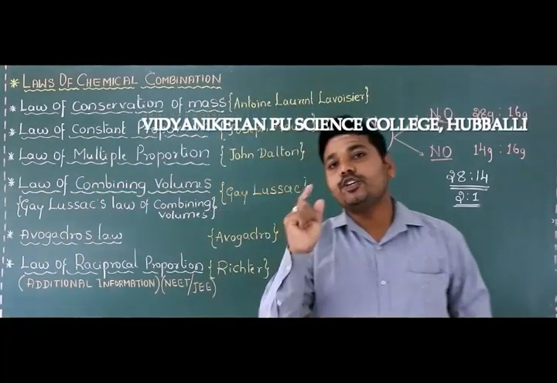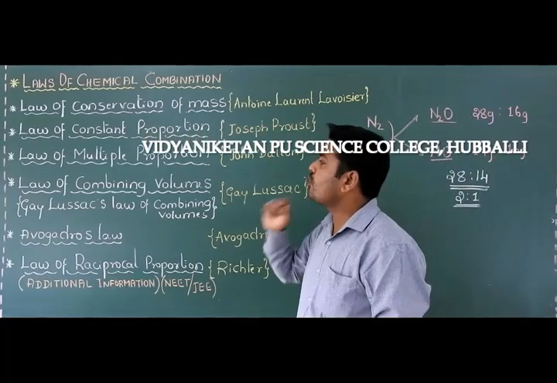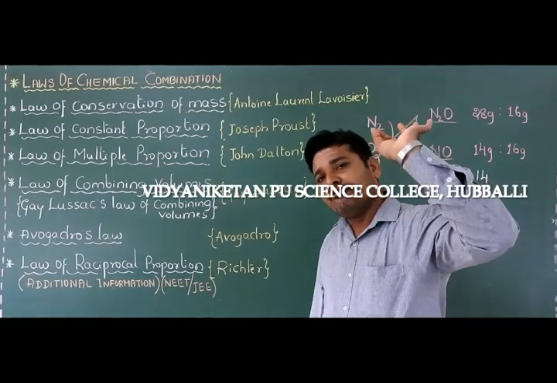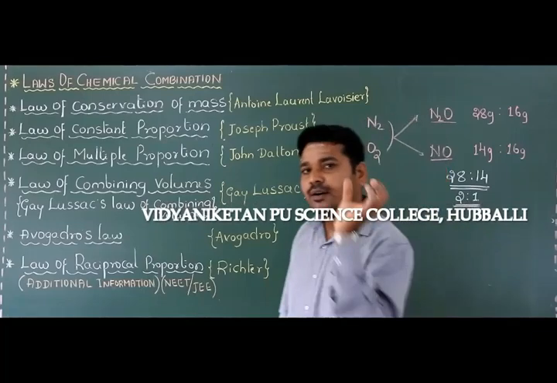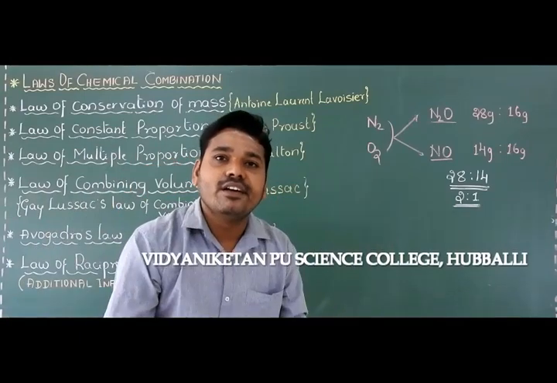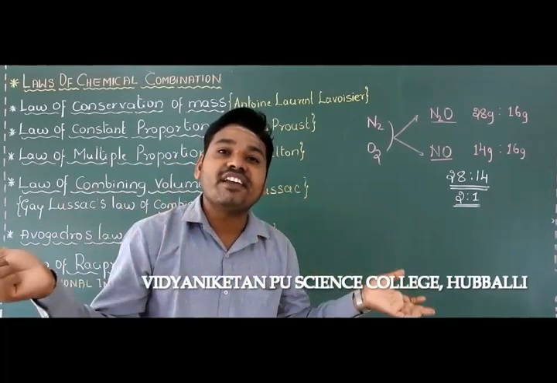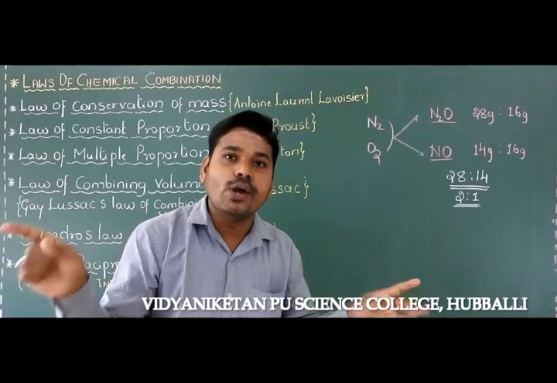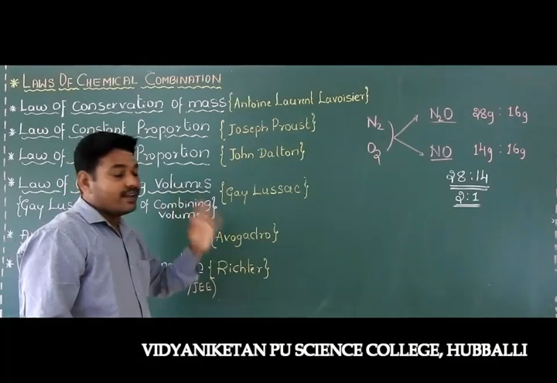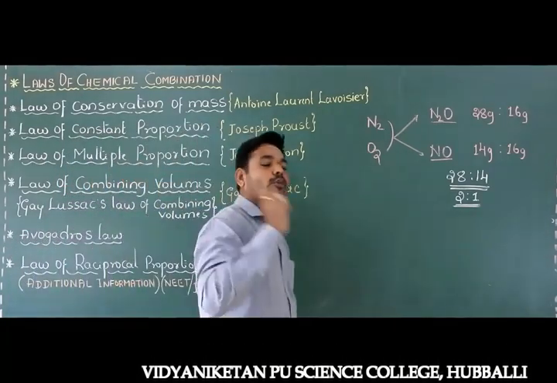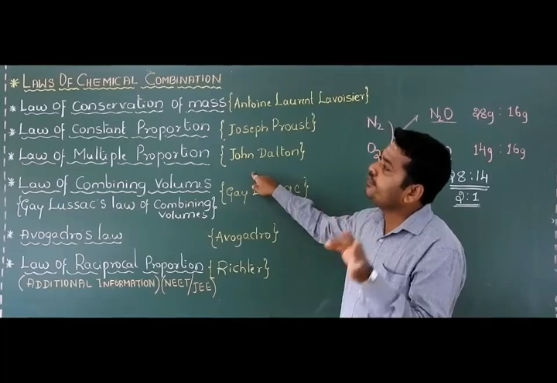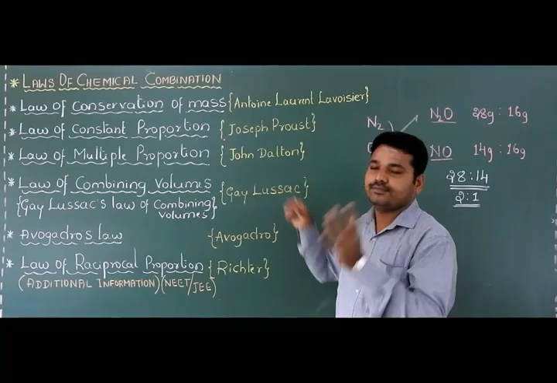So one of the important drawbacks or limitations of this law of multiple proportion is that if two elements combine to form various compounds with varying composition, that means the ratio is totally different. There is no fixed whole number ratio. In such cases, this law does not hold good. Okay, this is the demerit or drawback of this law of multiple proportion, students. So this is about the third important law of chemical combination.